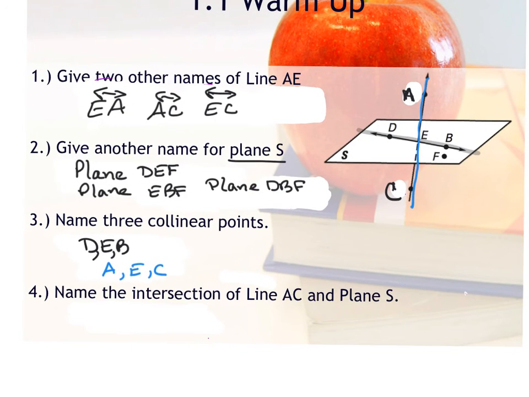To find the intersection of line AC, which is this blue line, and again, this needed an arrow here, and then the white plane S, that intersection of a plane and a line is going to be a point, and it intersects it at point E.